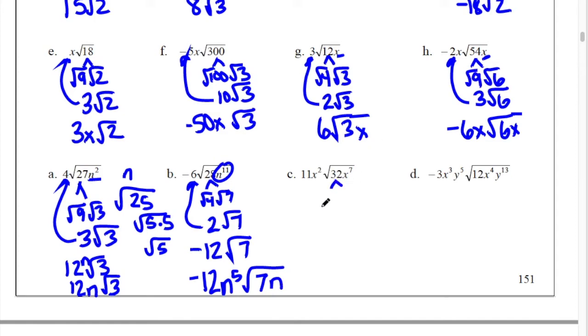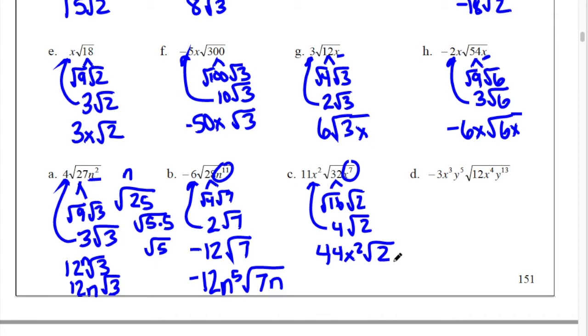For 32, we have the square root of 16 times the square root of 2, which is 4 root 2. 4 times 11x squared is 44x squared root 2. X to the 7 means that 1 is going to stay in here with the 2, but 3 of them get to move out. There's already 2 there, so we're going to get 44x to the 5th, radical 2x.